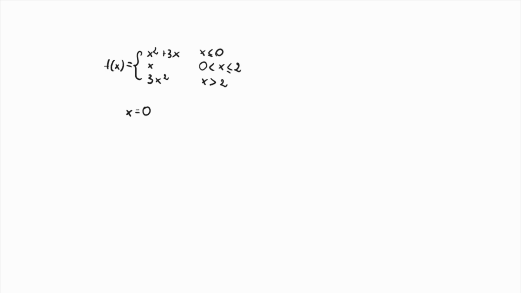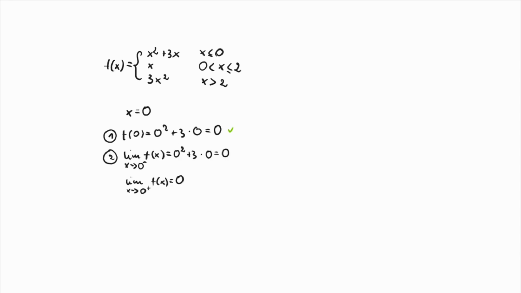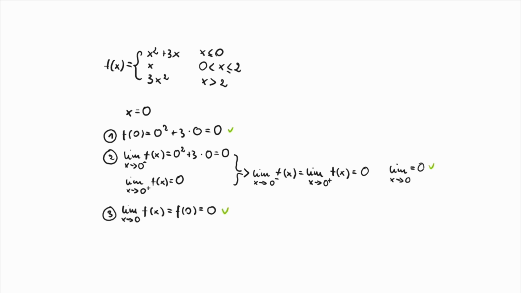Let's see if this function is continuous at x equals 0. First, we check that f of 0 equals 0, which is a real number. That means that the function is defined at x equals 0. Next, we calculate the left-hand limit as x approaches 0, which equals 0. Then we see that the right-hand limit also equals 0. The left and right-hand limits are equal, which means that the limit as x approaches 0 exists and equals 0. Lastly, we check that the limit as x approaches 0 and the value of the function at 0 both equal 0, which means that the function is continuous at x equals 0.